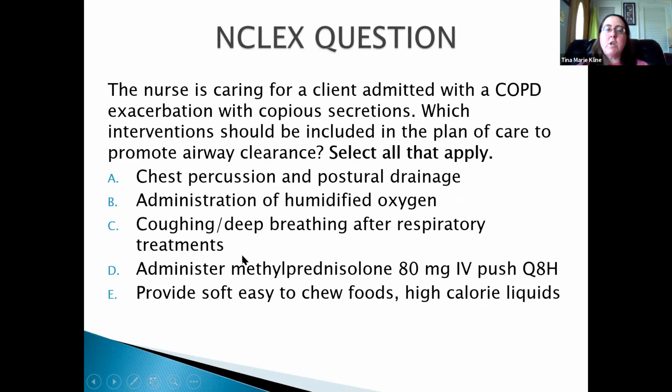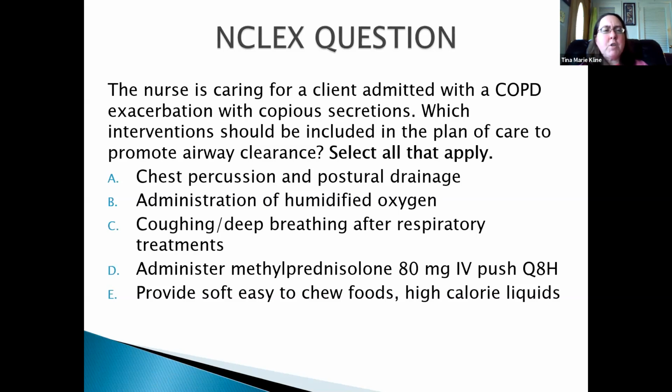Just going through the coughing and deep breathing after the respiratory treatment. We give the respiratory treatment to open up the airway, and that's going to maximize the coughing and deep breathing. But the real key piece here is the coughing and the deep breathing, and that's going to help promote airway clearance because I'm hacking up those secretions. So when you're looking at this question, you're focusing on the airway clearance. Should it always be after respiratory treatments? Put it this way, you should always have your patient cough and deep breathe after respiratory treatments.